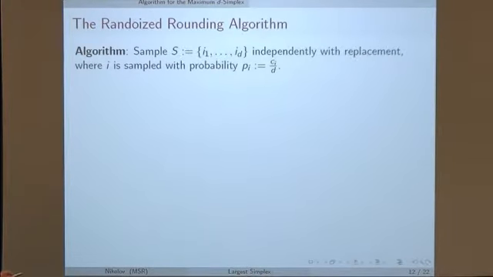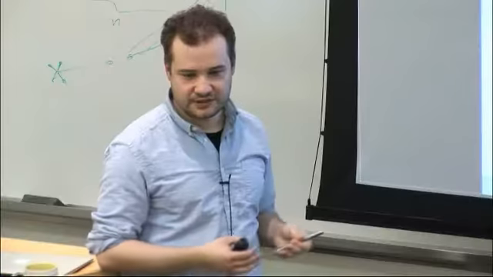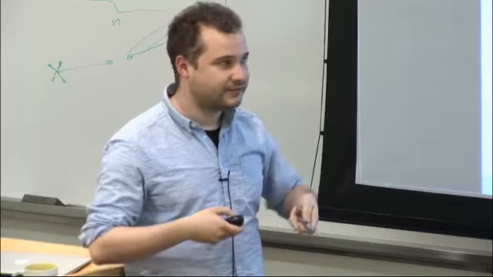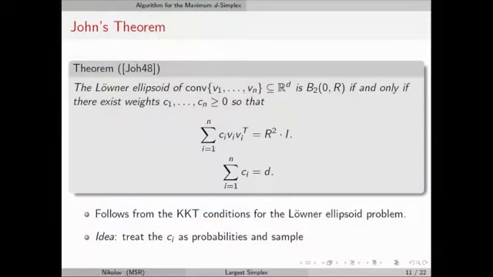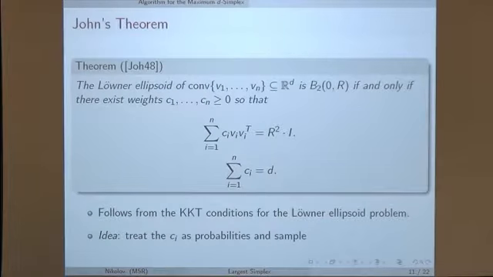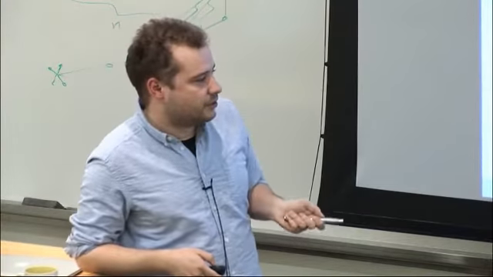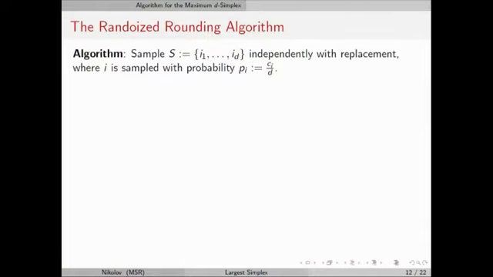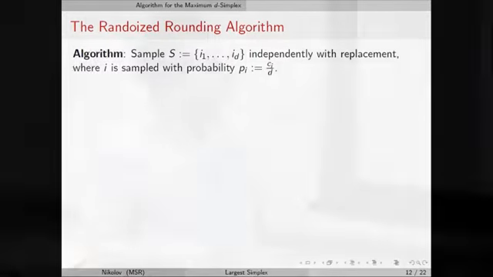OK, that's the algorithm. So we compute this Löwner ellipsoid. We can also get these weights. Actually, some of the algorithms that compute the Löwner ellipsoid first compute these weights, so it's already sort of for free. Then we use these weights to run the sampling algorithm. This is what I call randomized rounding.